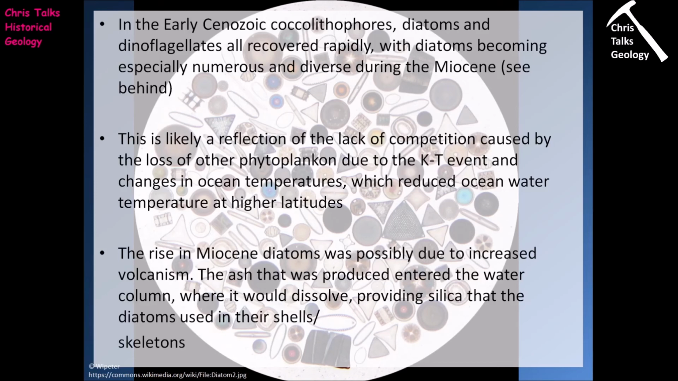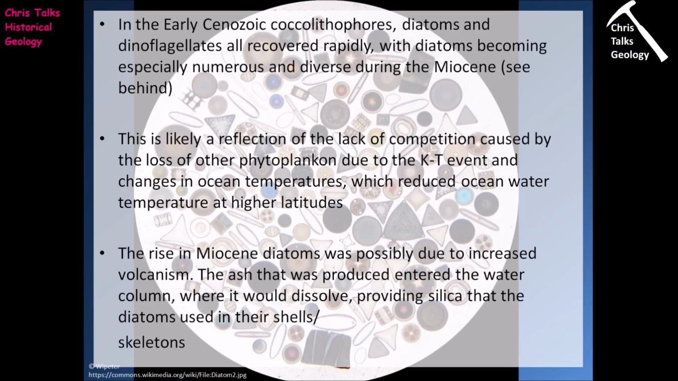So the increase in diatom diversity in numbers is likely a reflection of the lack of competition caused by the loss of other phytoplankton, so there's simply less competition, more food, and so they begin to flourish. But there's also changes in ocean temperature which are advantageous for the diatoms.